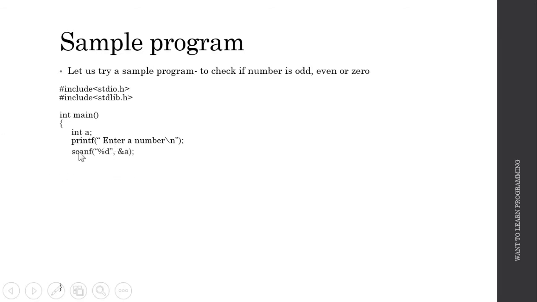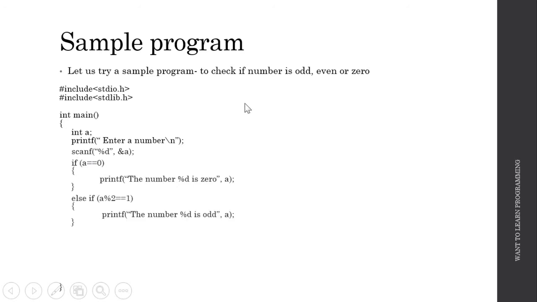So after this, first we will write the if block. That is, if a equal to 0, then the number is 0. So if the number is not 0, then it will go to the next else-if block. Else if a mod 2 is equal to 0, then the number is odd. So if the number is not 0 and the number is not odd, then yes, it will print saying that the number is even. So after this, we have to write the mandatory return 0 value. I recommend that you execute this program in Code::Blocks to make more sense of it.